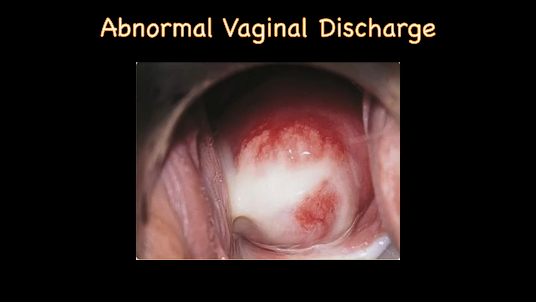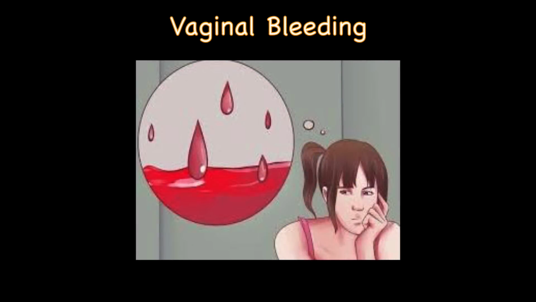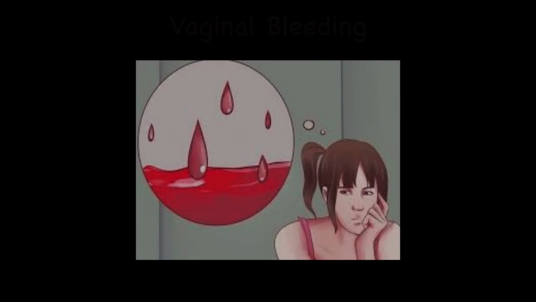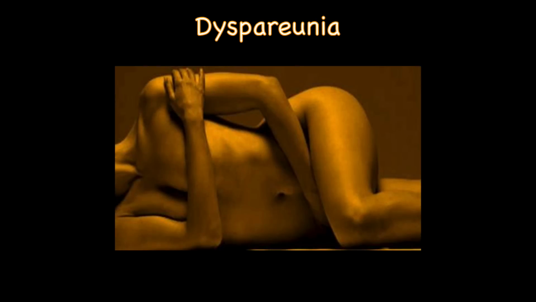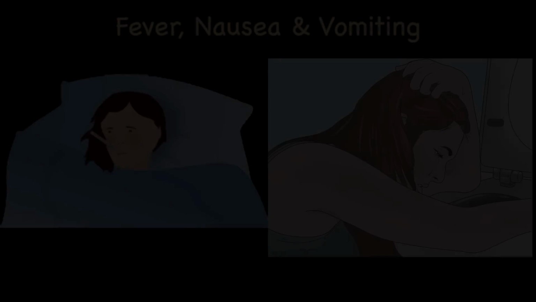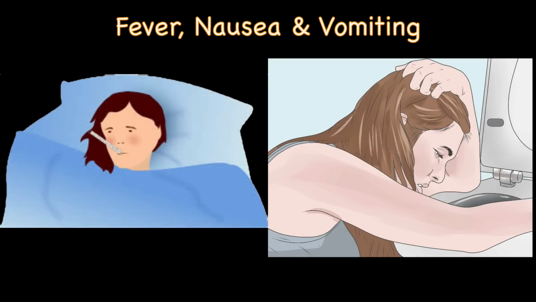Abnormal vaginal discharge is present in approximately 75% of cases. It is mucopurulent as it comes from cervicitis. Unanticipated vaginal bleeding, often postcoital, is reported in about 40% of cases. Dyspareunia is another symptom. Fever, nausea, and vomiting manifest late in the clinical course of the disease.